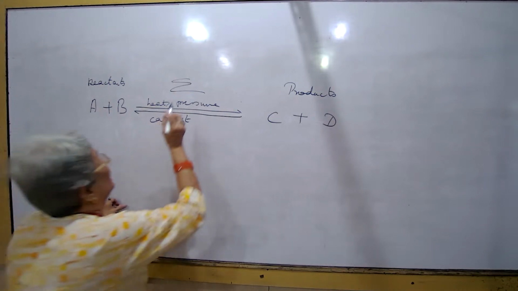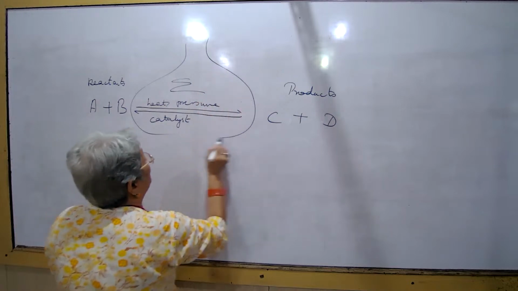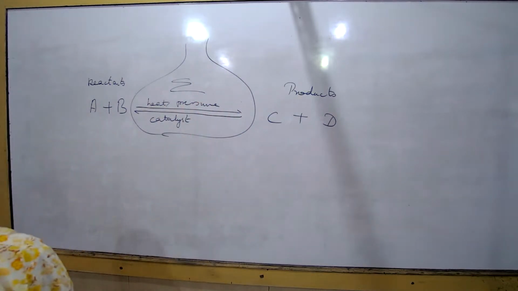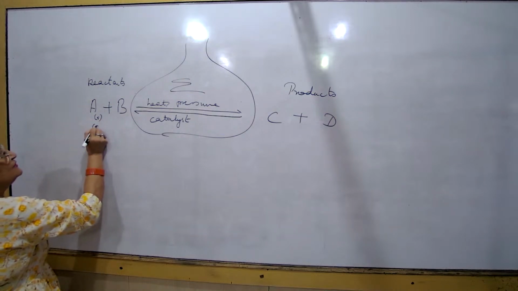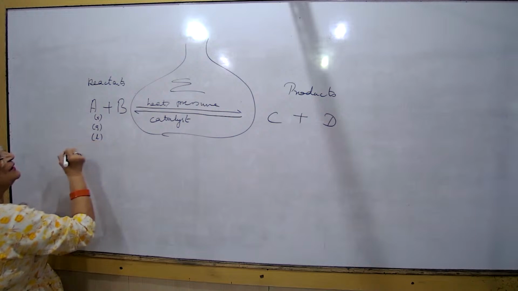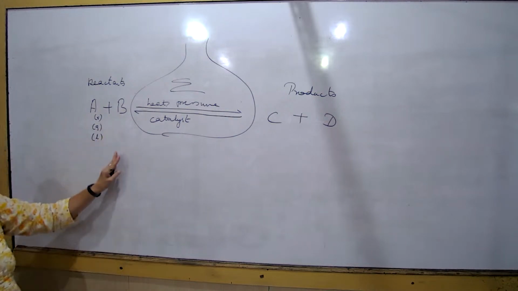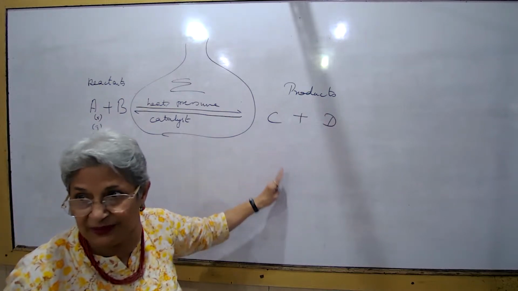Then if it is in a closed vessel or in an open vessel, all conditions are put above or below the arrow. This is clear? Then also, we write down the state of the reactants and the products. If it's a solid, we write solid. If it's a gas, gas. If it's a liquid, liquid. We write down the short form, similarly for the products.